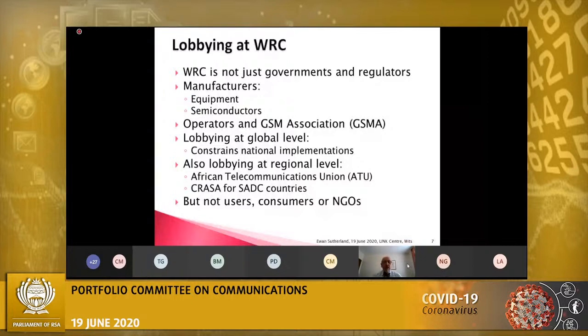So it's a somewhat lopsided operation where as consumers or users, we have to rely on governments to represent our views. And at all times, there are operators and manufacturers lobbying them. So it's a complicated mix.